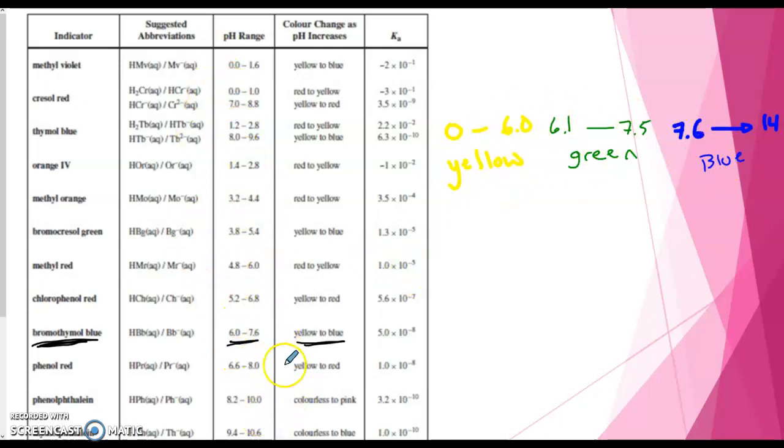If you go through all of these, you can see there's a range, and that's what you have to understand: 0 to 6.0 for bromothymol blue is yellow. As soon as it hits 6.1, it's going to start changing to a greeny color until it hits 7.6, where it's going to be yellowy green, and then that bluey green, and then at 7.6, it'll be blue. And then from there all the way to 14, the color in the indicator will be blue.